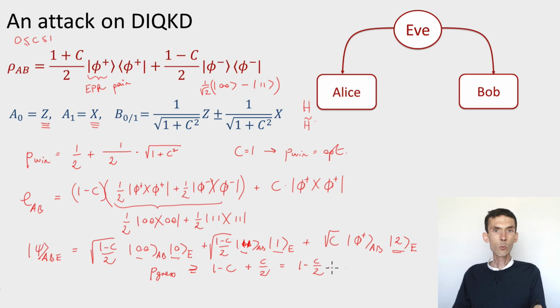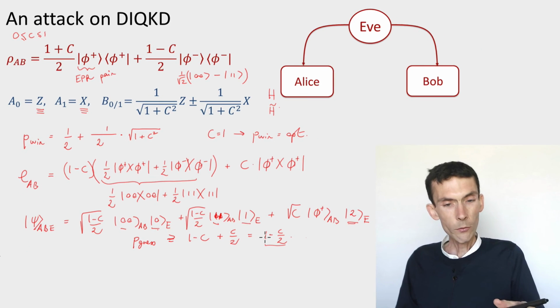So if C is equal to 1, this is no good. The success probability is a half, and that's what we expect, because if C is equal to 1, the boxes are just honest boxes. Eve has no side information. But as C decreases away from 1, you can see that the guessing probability is going to increase towards an optimal guessing probability of 1 when C is equal to 0. In that case, the state is a completely separable state. So you have a smooth trade-off here.